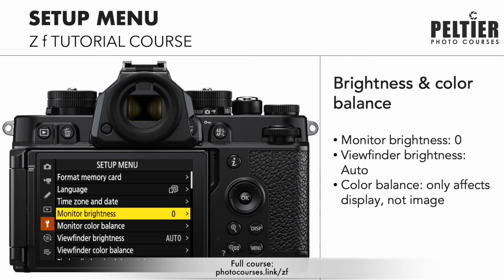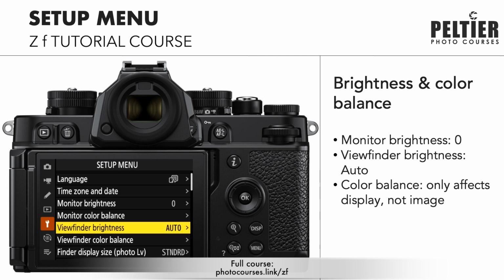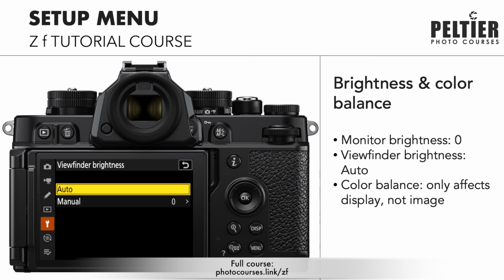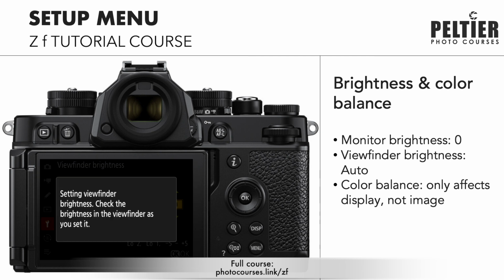For the viewfinder brightness, I like to set this at auto. As you're looking through the viewfinder, it's going to automatically adjust the brightness depending on the ambient light conditions. And if you don't like auto, you can set a manual brightness from -3 to +3.